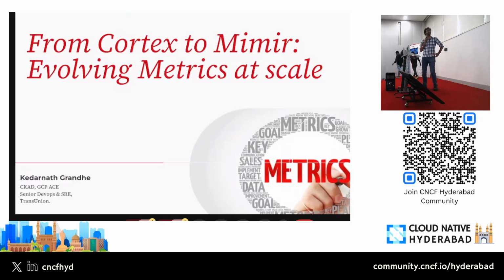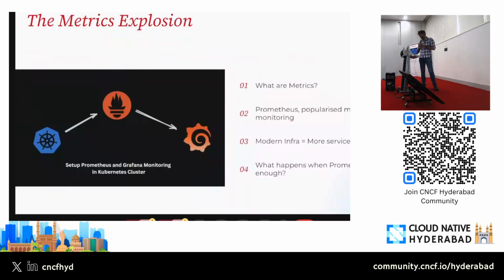So observability is mainly built on three pillars. One is logging, monitoring, and tracing. So these metrics, where do they come in? They come into the monitoring section of these things. So let's move on. Now, what are metrics?